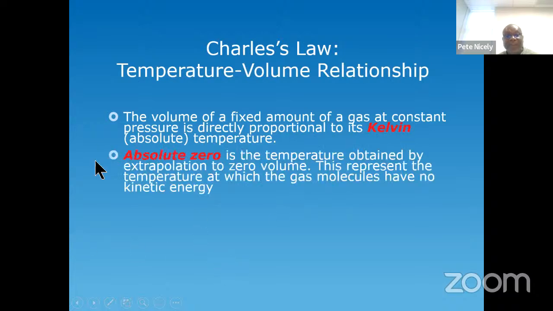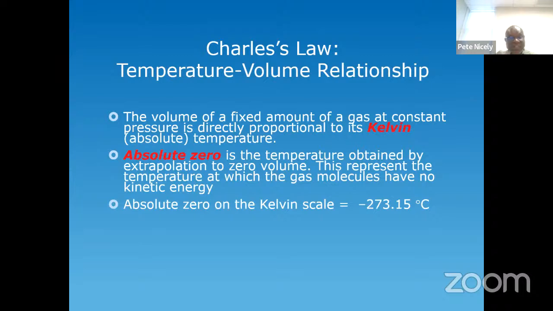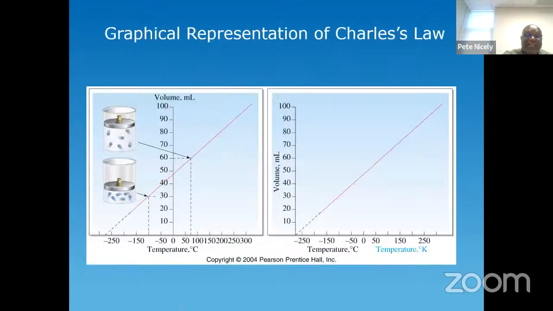All right. In fact, the next line here talks about the concept of absolute zero, which is a temperature that is obtained when you extrapolate the graph that we're going to talk about later on to zero volume. And this represents the temperature at which the gas molecules have no kinetic energy, right? So the absolute zero value on the Kelvin scale is the same thing as minus 273.15 degrees Celsius. So 0 Kelvin is equal to that. And this is showing you how the Kelvin scale comes about. And it comes about as a result of basically what we observe in Charles' law.